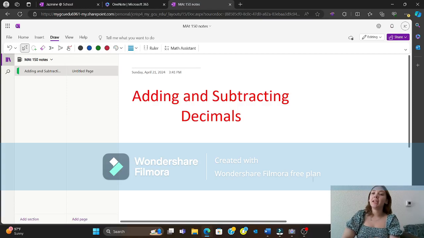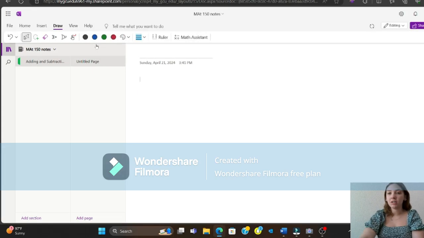Today we're going to be adding and subtracting decimals. First, we need to review our place values. So we're going to have the number 321.123. So let's go ahead and make this a little bit bigger.